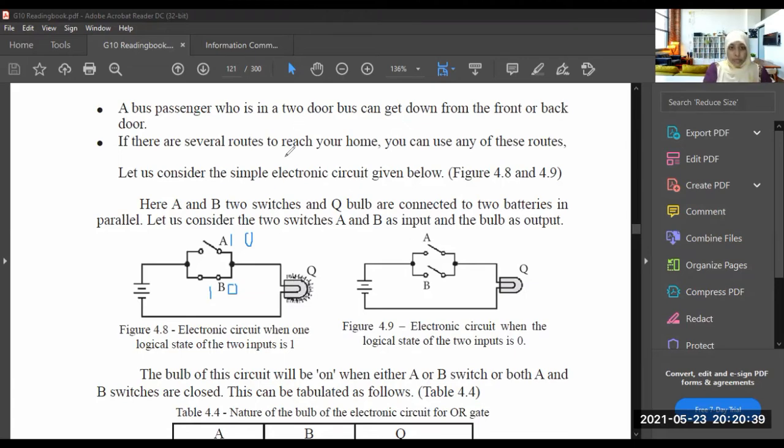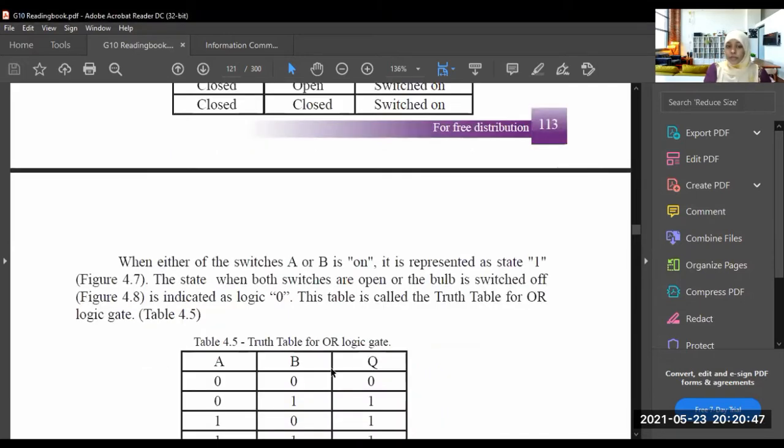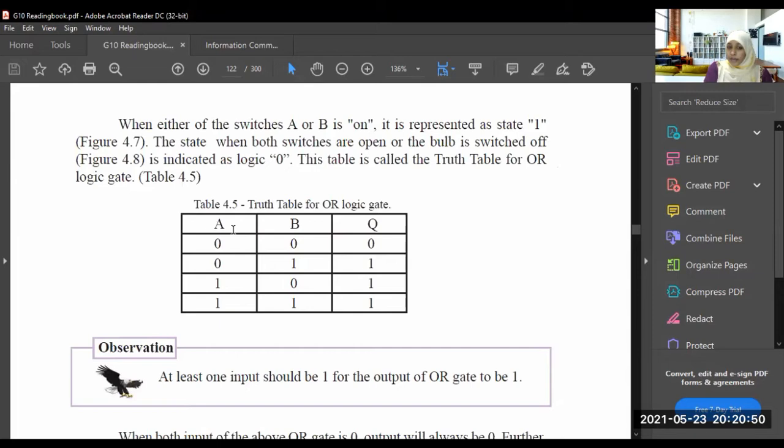So here, this is the truth table. If the switch A is off and switch B is off, then the bulb is off. If switch A is off, switch B is on, the bulb will be on. Switch A is on, switch B is off, then the bulb will be on. Both switches are on, then the bulb will be on. At least one input should be 1 for the output of the OR gate to be 1.